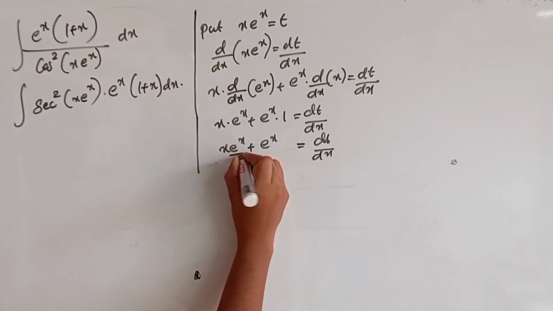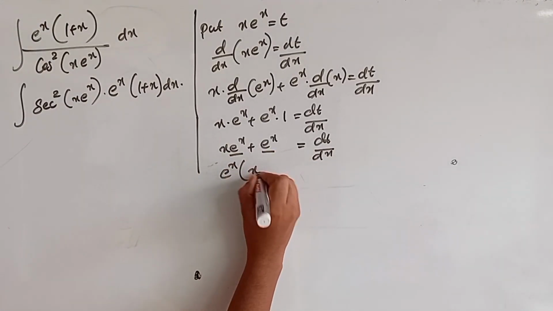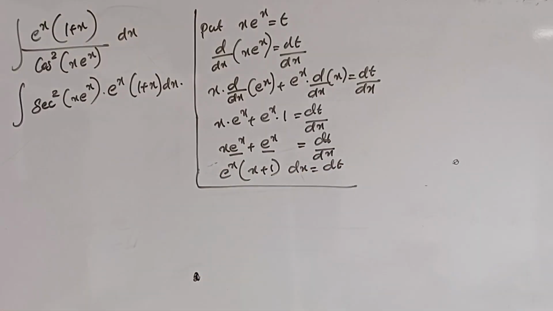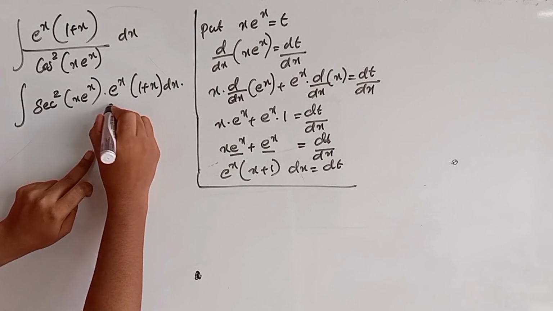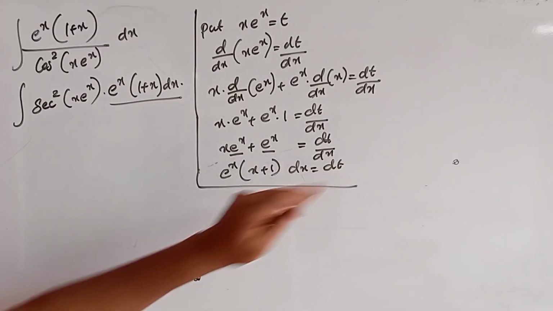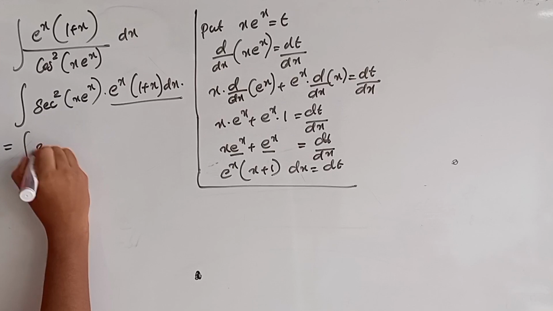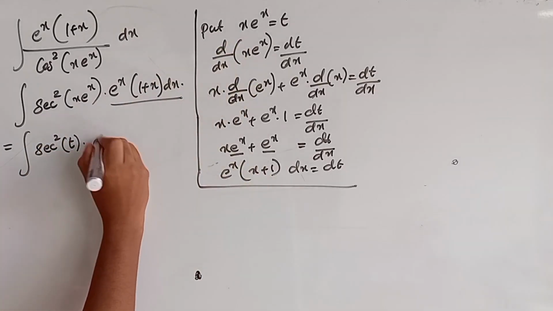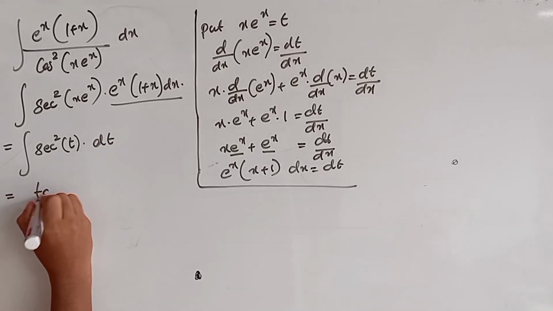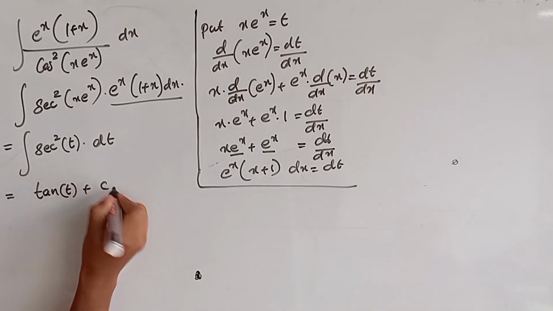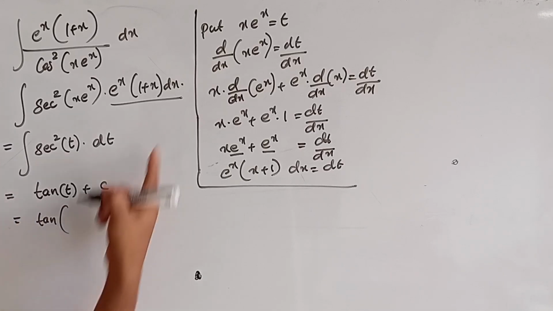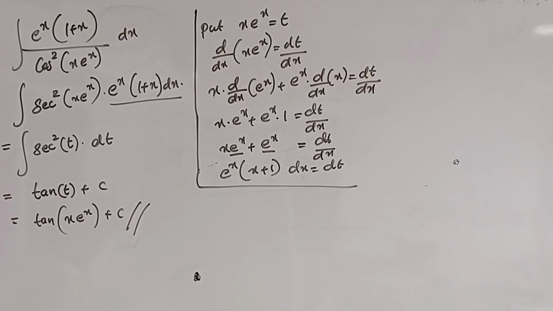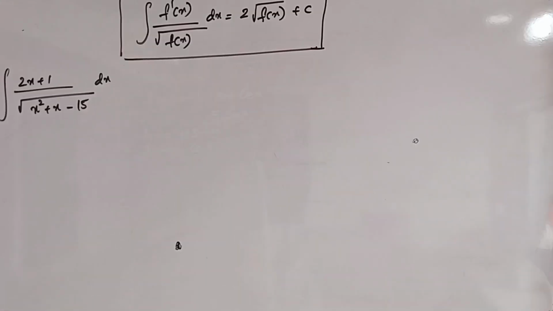So here e raised to x is common, so take it outside. So this becomes e raised to x into x plus 1 is equal to dt by dx. So this one is a term in the given function. Okay, so we can replace e raised to x into 1 plus x dx by dt, and this becomes integral sec square t dt. So what is the integral of sec square t? You know that the integral is tan t plus c. So we replace t by x into e raised to x. So the final answer is tan of x e raised to x plus c.